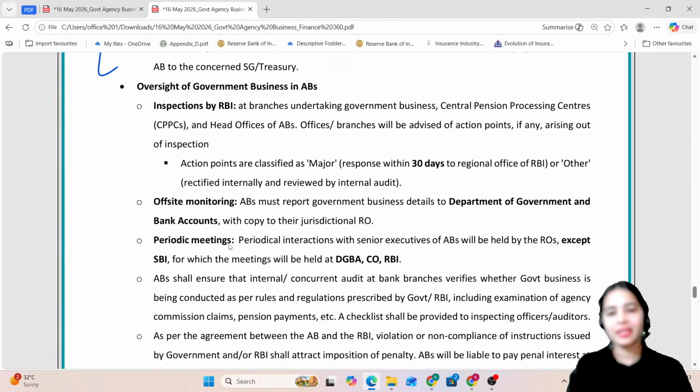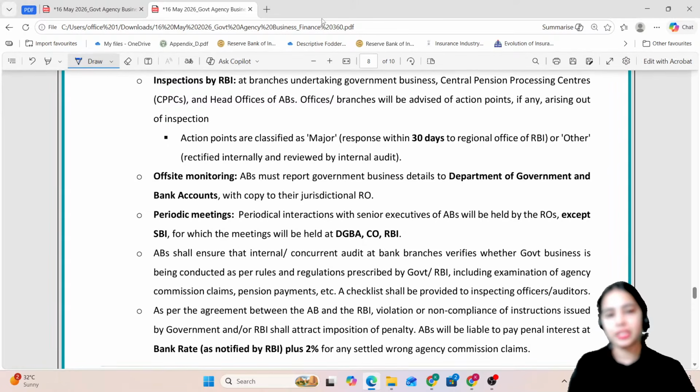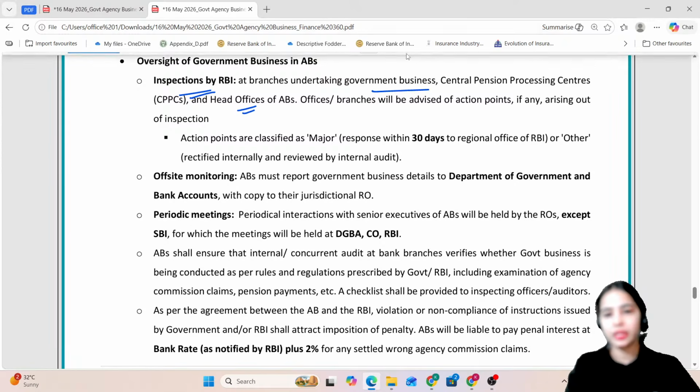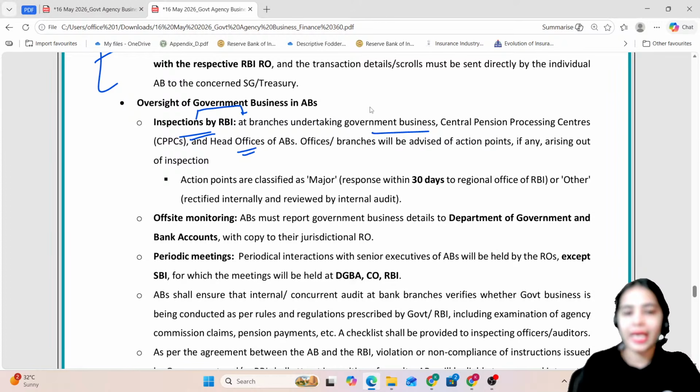Now, the last point that is important is here: oversight of government business in agency banks. Inspection by RBI at branches undertaking government business, central pension processing centers, and the head office of the agency banks. So basically, the inspection will be done by the RBI at the branches that are undertaking the government business, the central pension processing centers, and the head office of the agency bank.